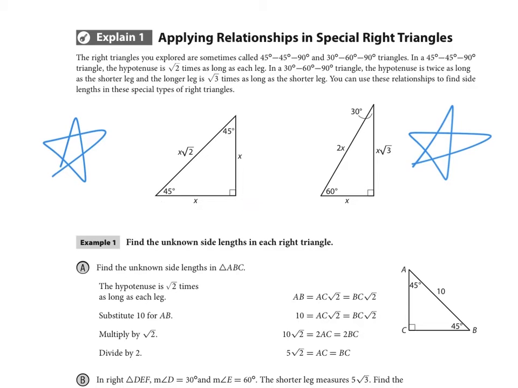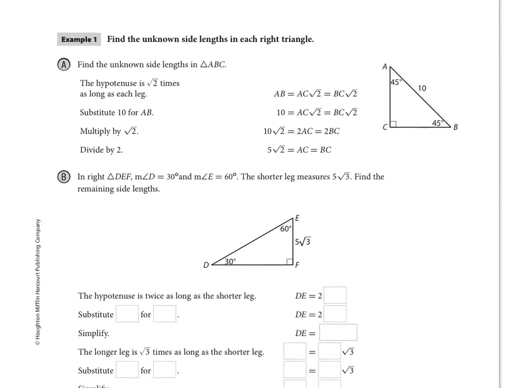And in a 30, 60, 90 we have 3 different lengths, so we have the short leg, which is just x, the long leg, which is the short leg times radical 3, and I'm going to go ahead and write that there for you guys. And then the hypotenuse, which is 2 times x, or twice the length of the short leg, okay? So let's keep all that in mind, and let's use that to fill in what we have here for example 1.